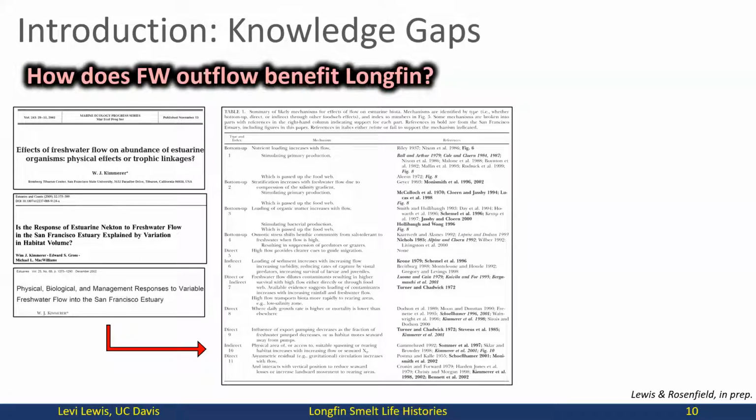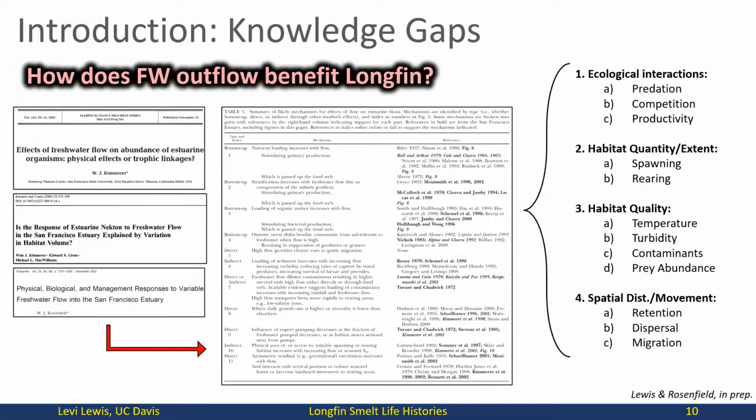So Wim Kimmerer and many others have been working on this issue for a couple decades at least, and have identified many of the different hypotheses that could be driving these types of flow abundance relationships for Longfin Smelt and also for other species. And I've been working with John Rosenfeld to distill this down into some really simple hypotheses that we can adjust and describe and update with what the current science is thinking.